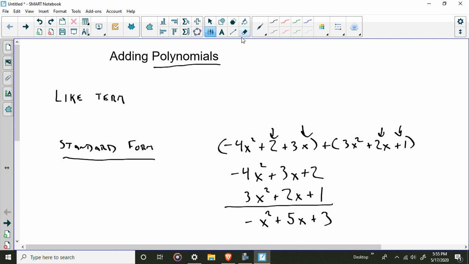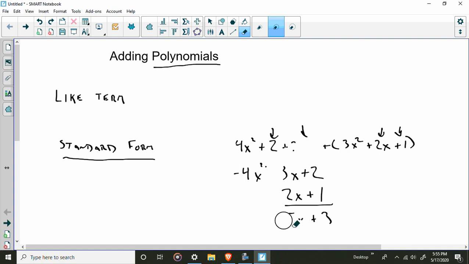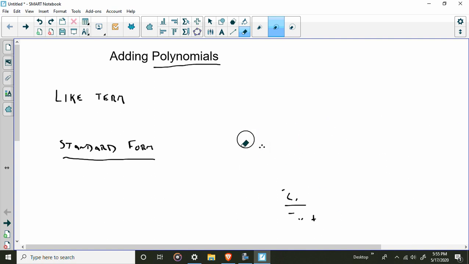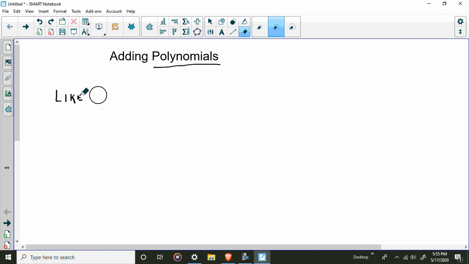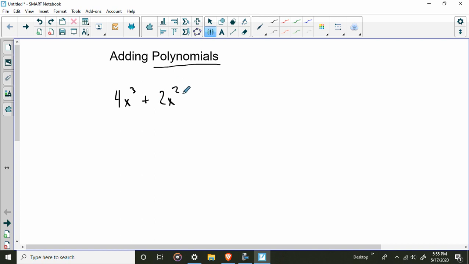All right. One last thing you really got to look out for is if there are missing exponents or things like that, or there's not a term with a specific exponent. So let's write out one that's a little bit longer. What if I said I've got 4x to the third plus 2x squared minus x plus 7.